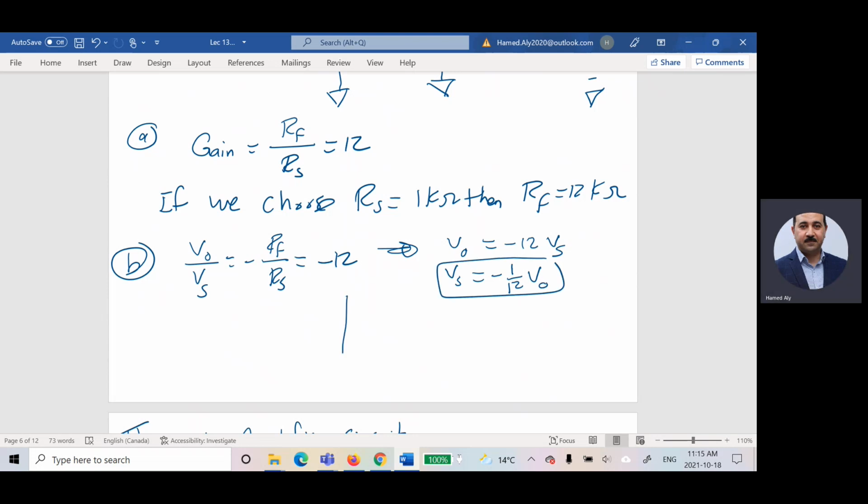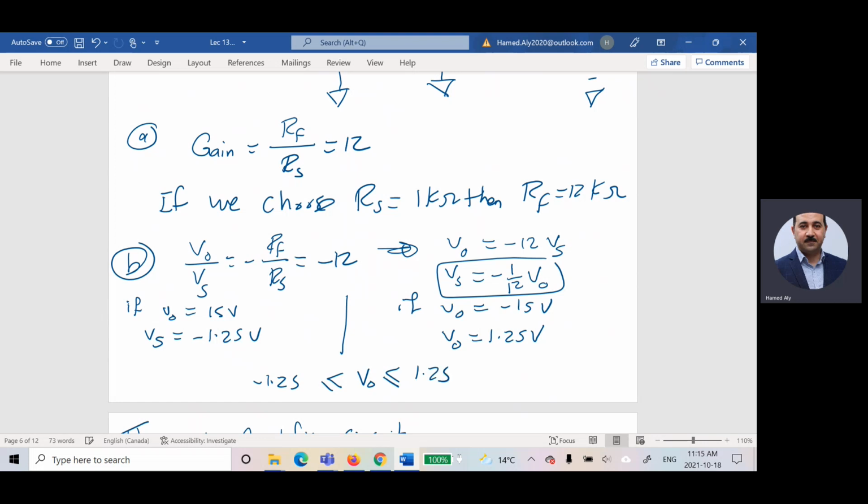Then I will say if VO equals 15 volts, or if VO equals negative 15 volts, what is the value of Vs? Vs for positive 15 will be equal to negative 1.25 volts. And for VO equal to negative 15, Vs will be equal to 1.25 volts. Based on that, I can say Vs should be in between two values, negative 1.25 and 1.25.